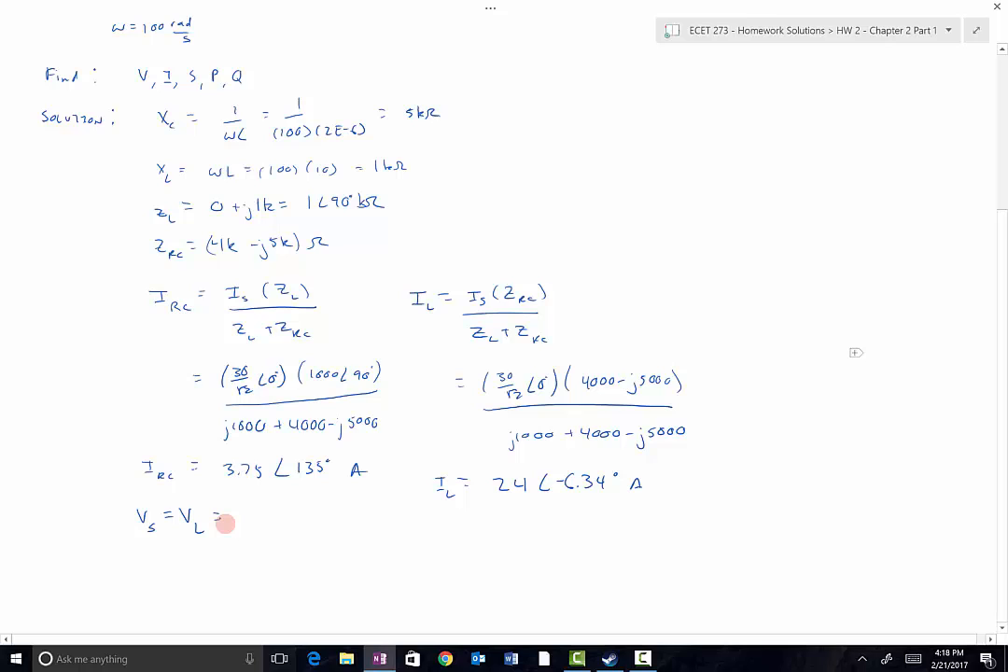I'm going to solve that by saying it's equal to the current through the inductor times jX sub L. So that's 24 at angle negative 6.34 degrees amps times j1000. And that gives me a voltage of that source equal to 24,011.7 at an angle of 83.66 degrees volts.